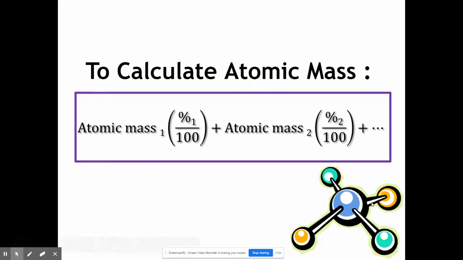This is the equation for average atomic mass. Atomic mass of one isotope multiplied by the decimal form of the percent given. Add the atomic mass of the second isotope multiplied by the decimal part of that percent abundance.